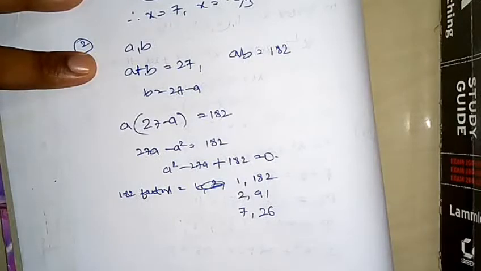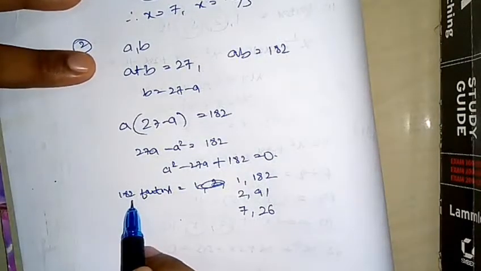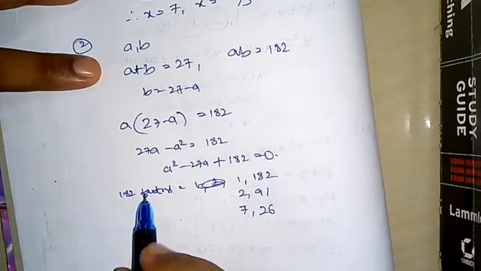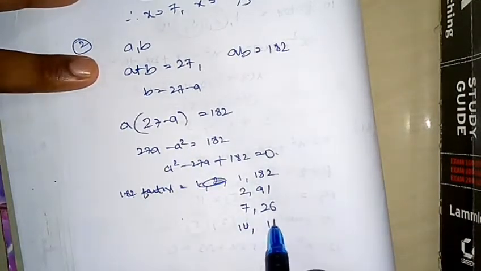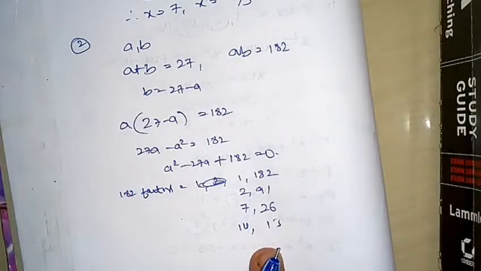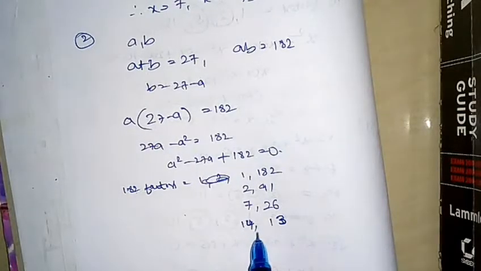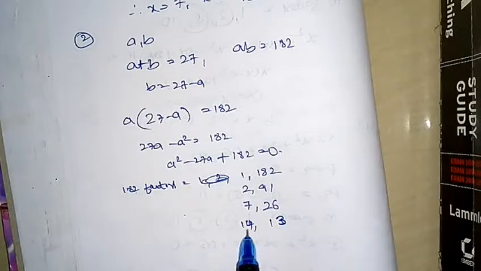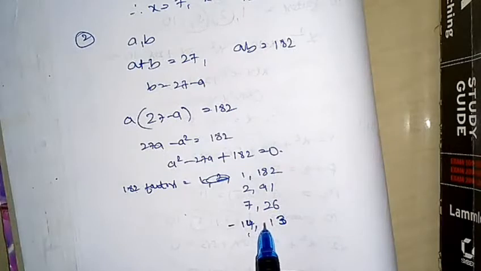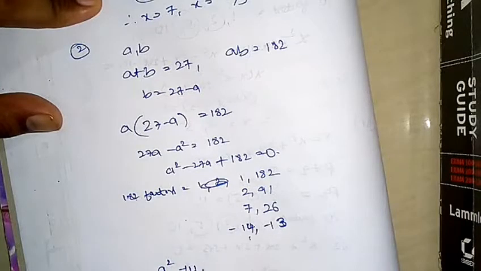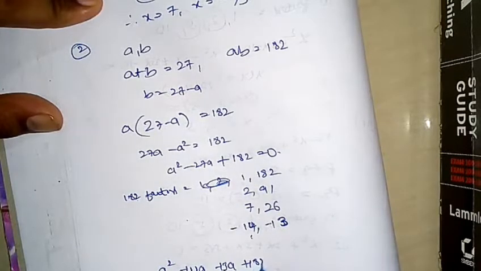Next one is 9. With 9 it won't go. 12 also it won't go. And 14, let's check with 14. 14 ones are 14, 14 threes are 42. So 14 into 13 is 182. If you observe, minus 14 plus minus 13 is minus 27, and minus 14 into minus 13 is 182. You can take the negative version of this. So you can write this equation: a square minus 14a minus 13a plus 182 is equal to 0.